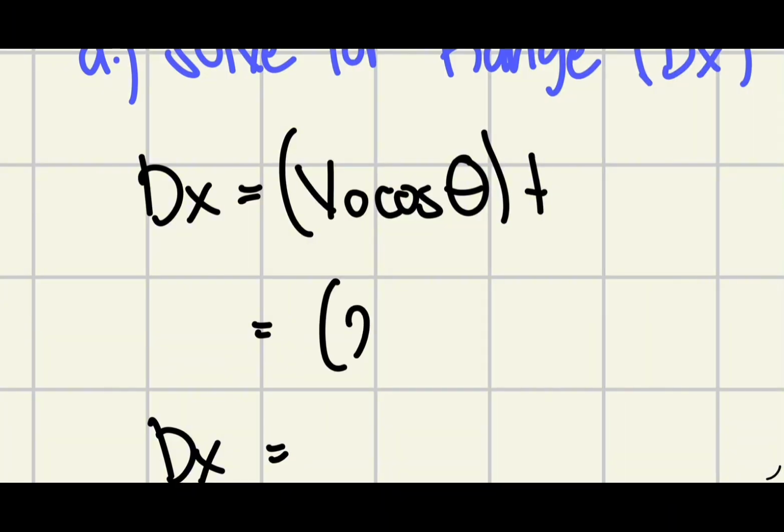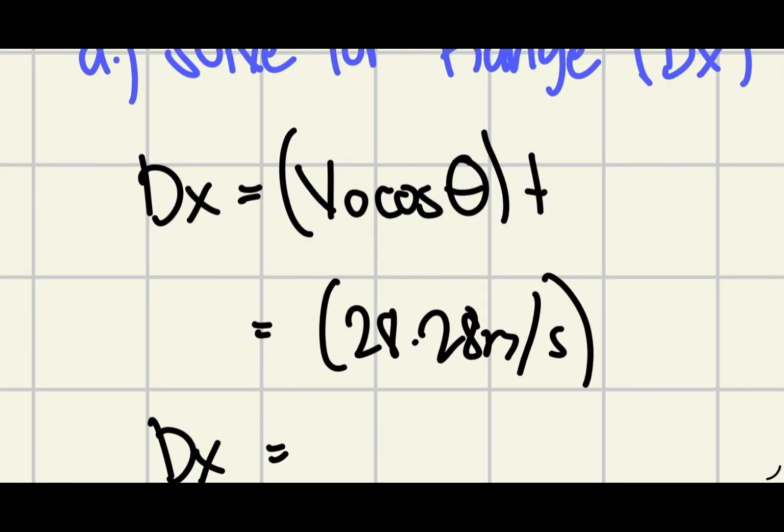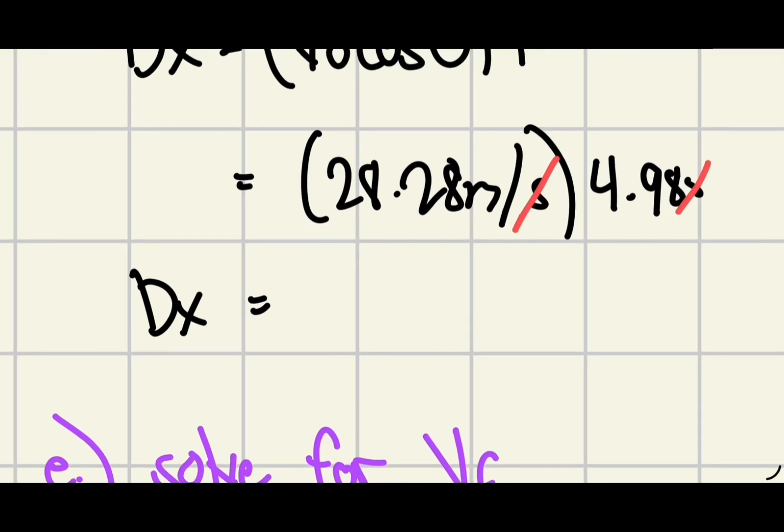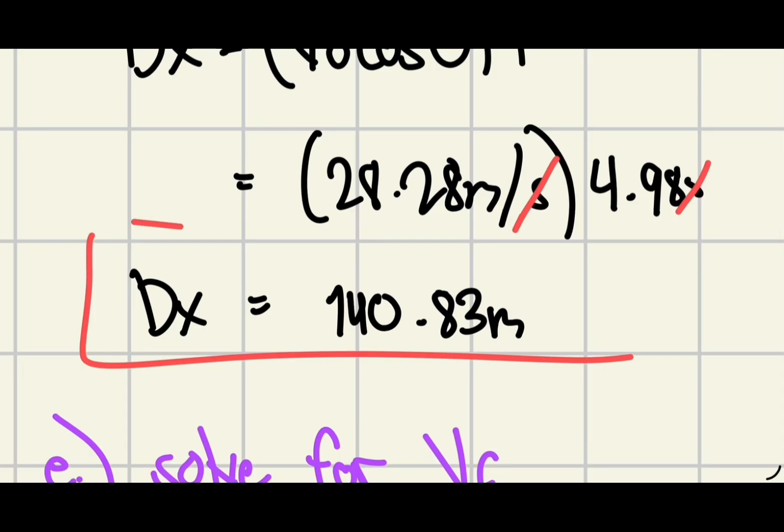This is 28.28 meters for the horizontal component multiplied by our total time, which is answered before, 4.98 seconds. The seconds cancels. Then we are left with meters, and then when you put it in our calculator, this is just equivalent to 140.83 meters. That is for letter D.